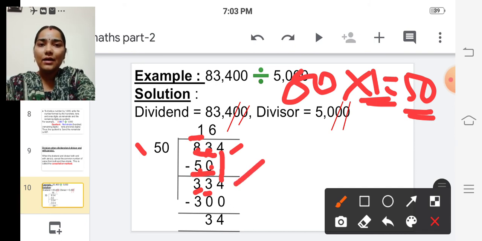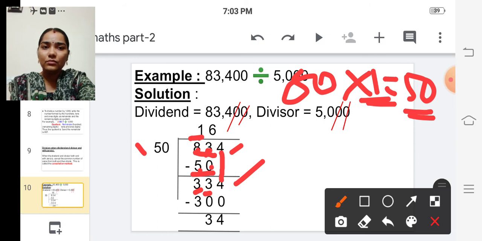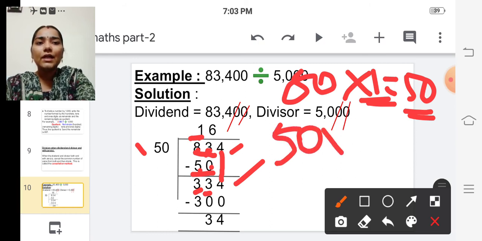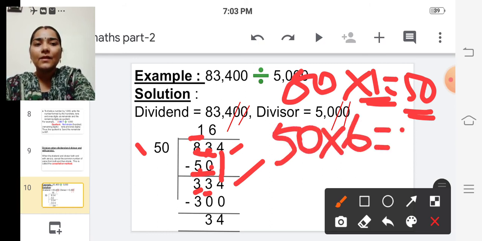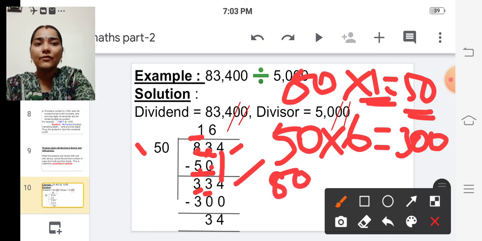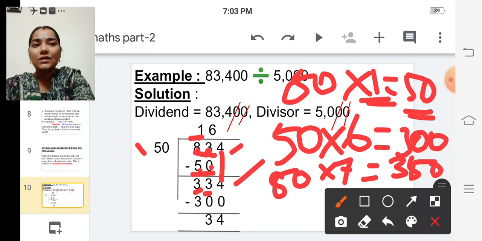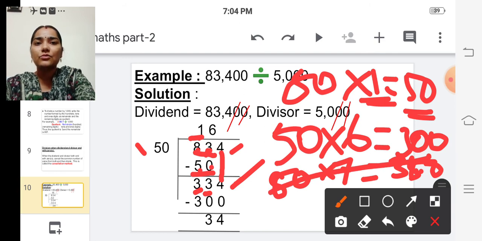334. And 50 into 6. 56 are 300. We cannot take 57s are 350, which is more than this 334. So we cannot take 50 into 7. So we can take 56 are 300.